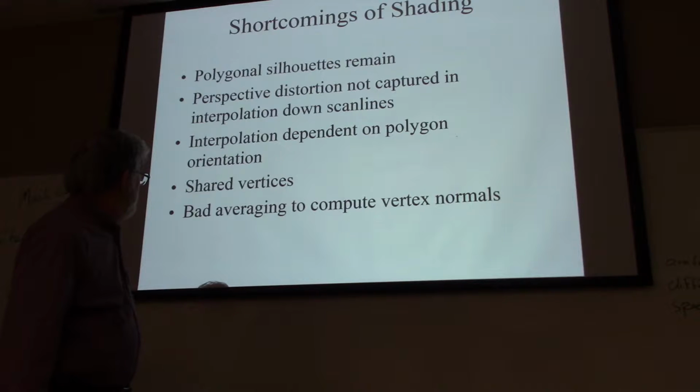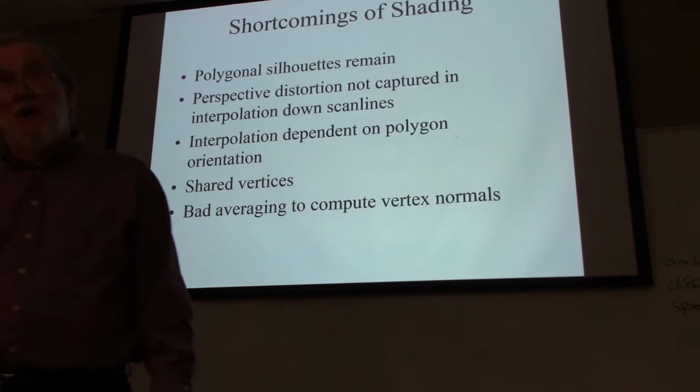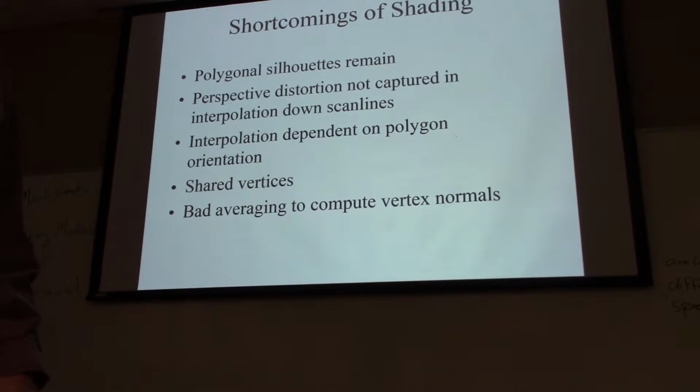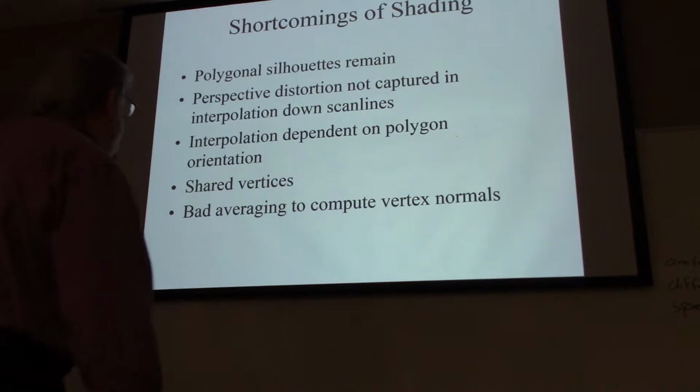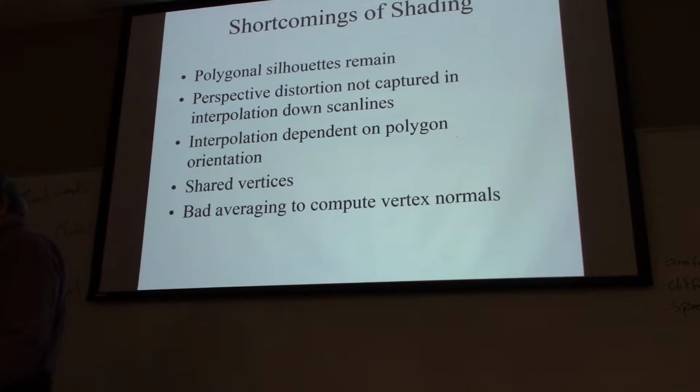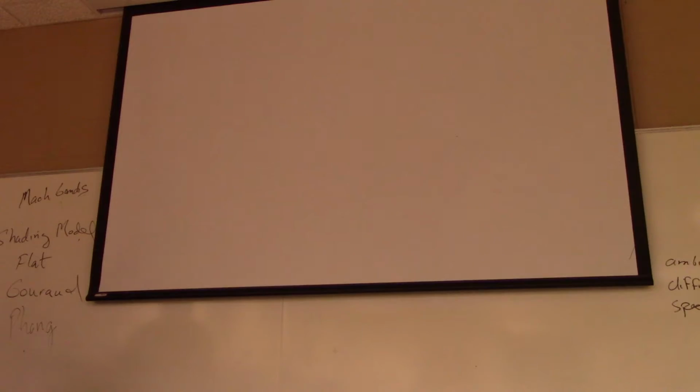What are they saying? Yeah, if you don't have the facets small enough, you're still going to see the individual facets. You'll notice them particularly along the silhouette, along the contour. Right? Interpolation depends on polygon orientation. Yeah, I'm not convinced of the other points as much. Okay, so that's the end of that series of slides.